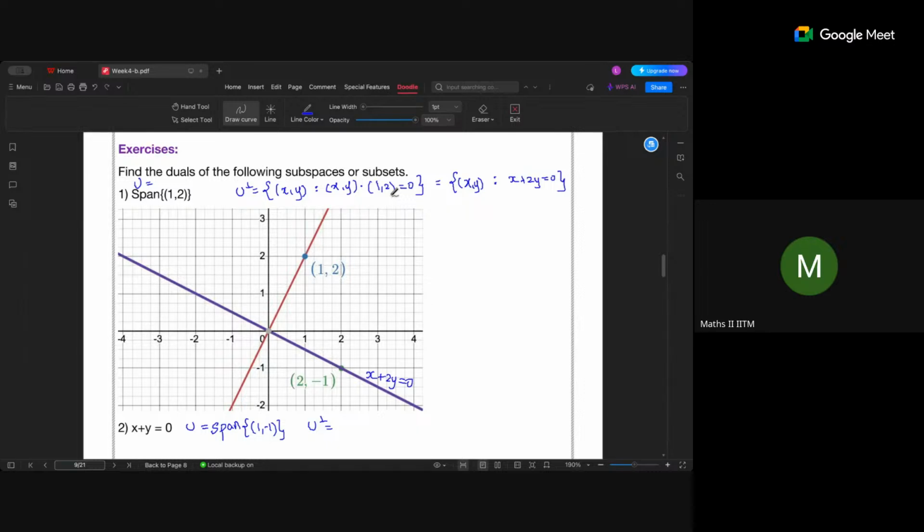What will you get? What's the answer? X minus y equals to 0. Yeah, x minus y equal to 0. So x is equal to y. Correct, Akash. Okay, good.